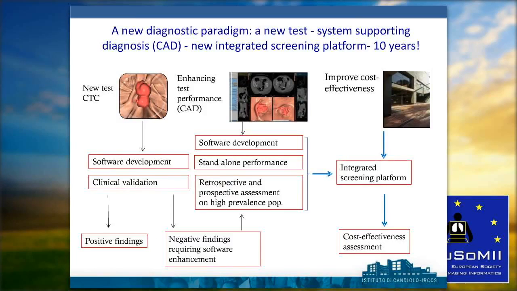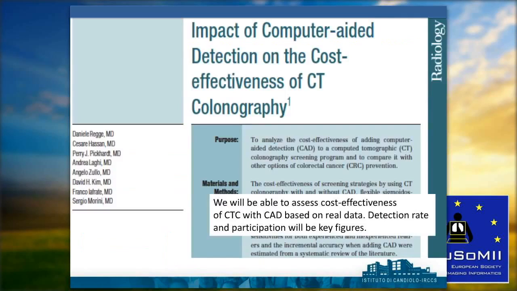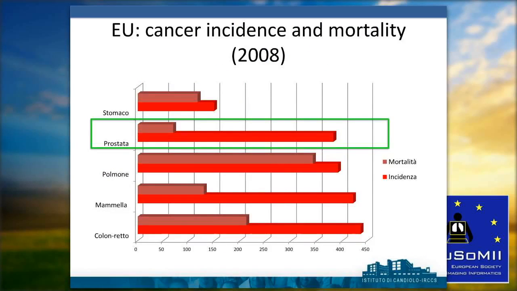Of course, the last thing we need to know is to evaluate cost effectiveness, and we just have some rough theoretical data. What we are going to do next is to assess the cost effectiveness of CTC with CAD based on the real data we get from the screening program. So this is part one, and it took us about 12 years to develop this whole process from bench to bedside. And while we were working on this and we were almost over, we thought, well, now we have to go on to something else.